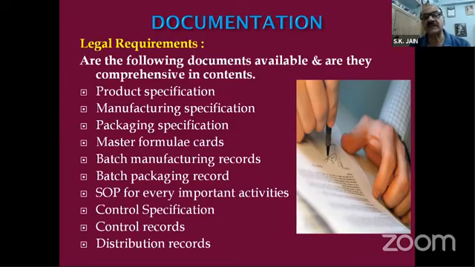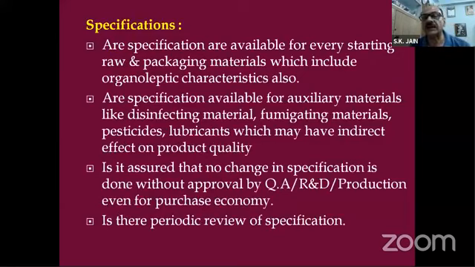they are comprehensive in content. All the documents should be comprehensive information of the manufacturing. So it should have the product specification, manufacturing specification, packaging specification, master formula card, all right, batch manufacturing record, batch packaging record, SOP for every important activity, control specification, control record, distribution record. All these records we should have. This is the legal requirement, and the specification of the documents.